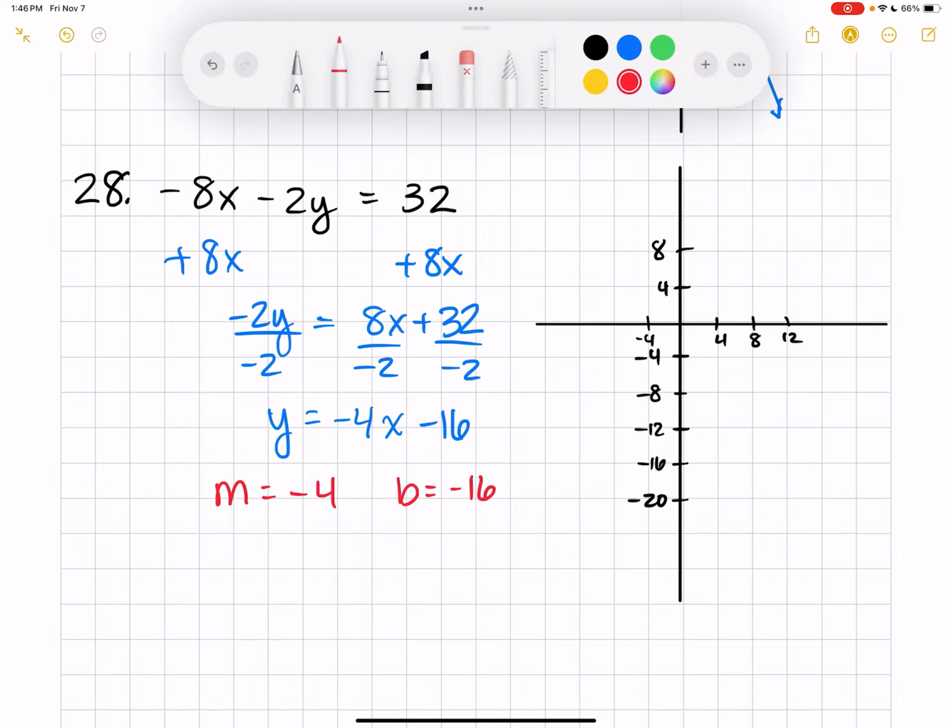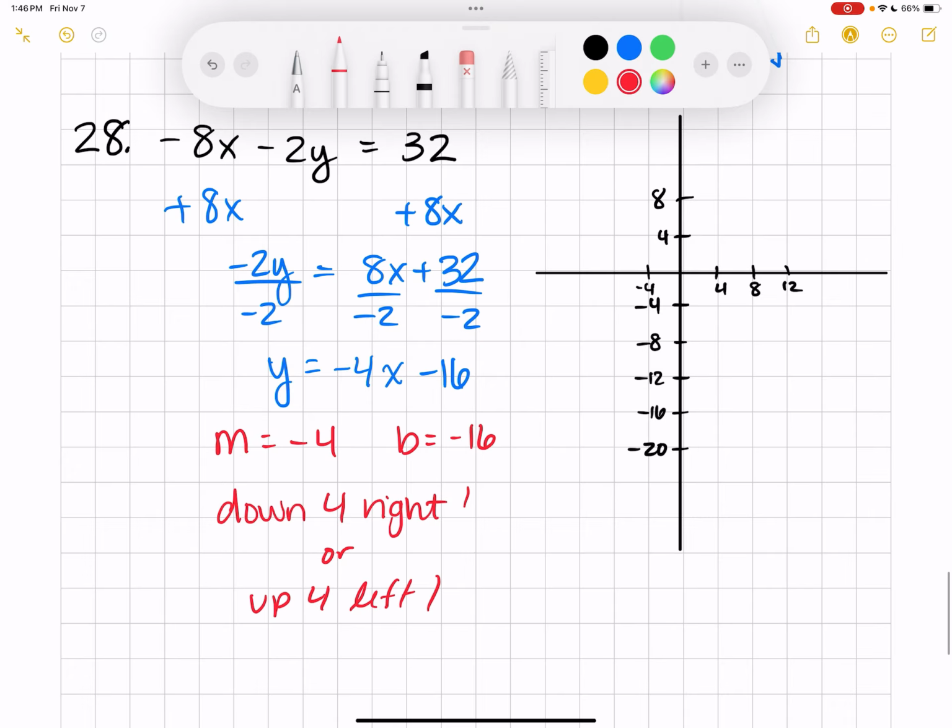Down 4, right 1. Or up 4, left 1. I don't know where my 1 went that I wrote, but there we go. So it can go either way. So watch closely on this one. My intercept is at negative 16. That's all the way down here.